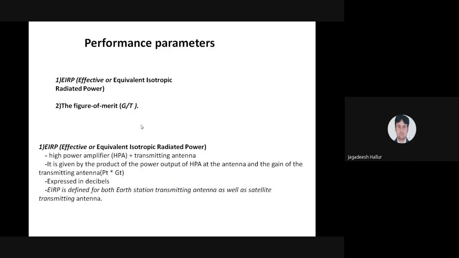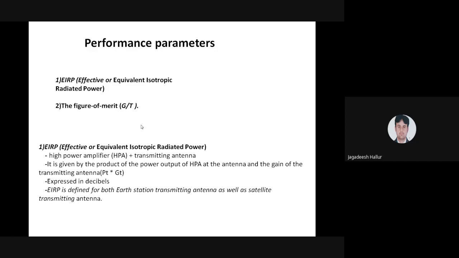See, these are the performance parameters you have to calculate. The performance parameters are nothing but one is EIRP, effective or equivalent isotropic radiated power, and the second is figure of merit, that is G by T. EIRP is a combination of high power amplifier plus transmitting antenna, PT into GT. It is given by the product of the power output of the high power amplifier at the antenna and the gain of the transmitting antenna. So EIRP is PT into GT, that is transmitter power into transmitter gain.